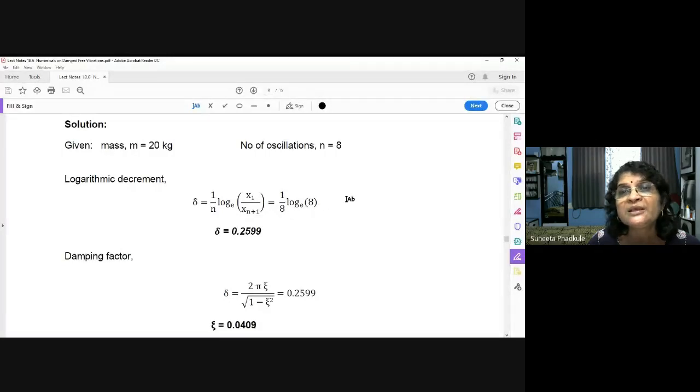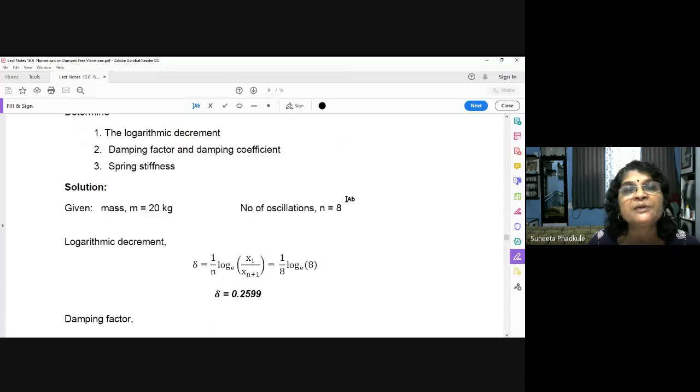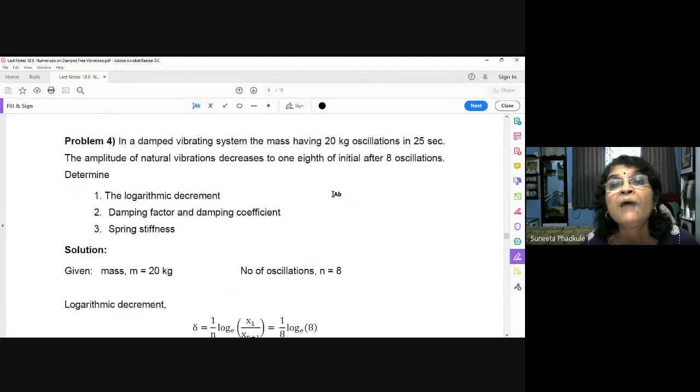See, something is missing here, I think some sentence is not given. Here it is given that the amplitude of natural vibration decreases to 1/8. Don't confuse between this 8 and this 8. This 8 is the number of cycles, that is n is equal to 8. And this is 1/8 of initial.